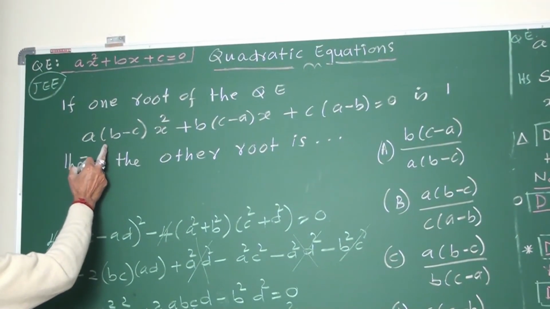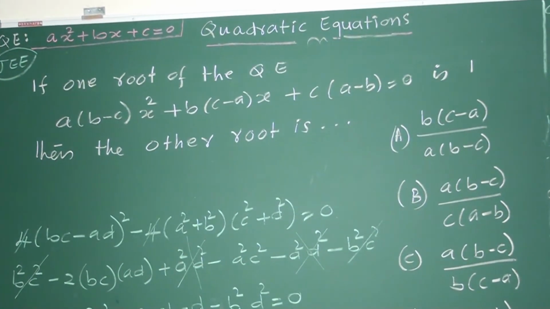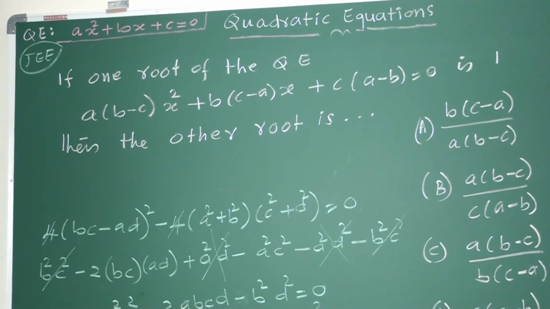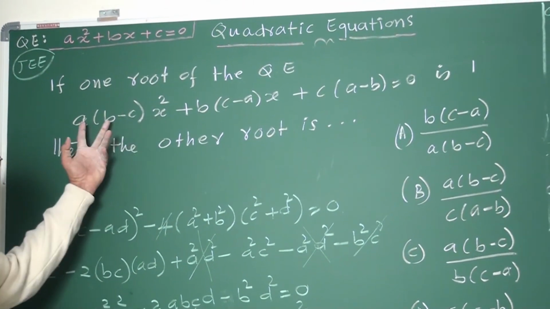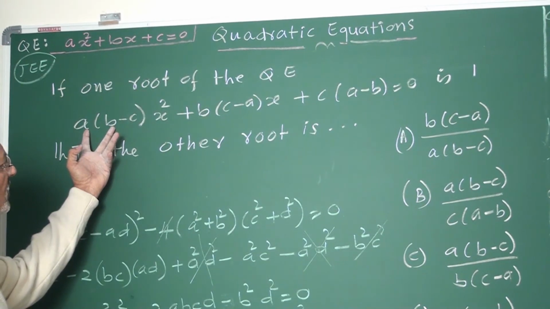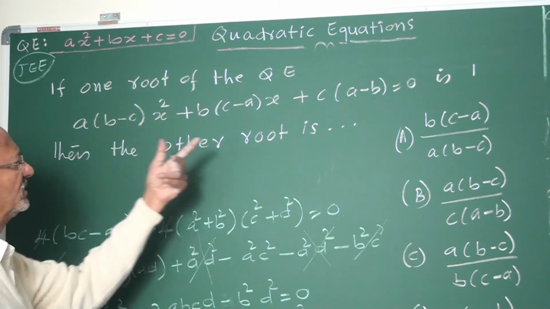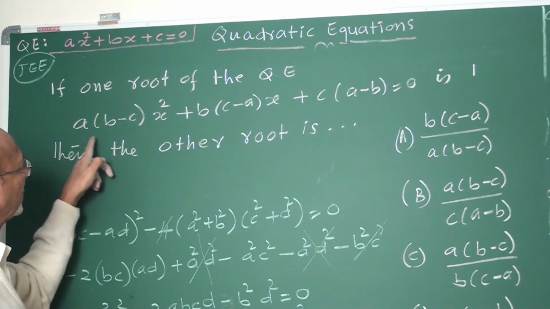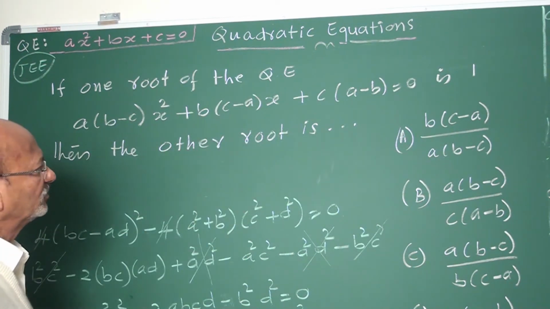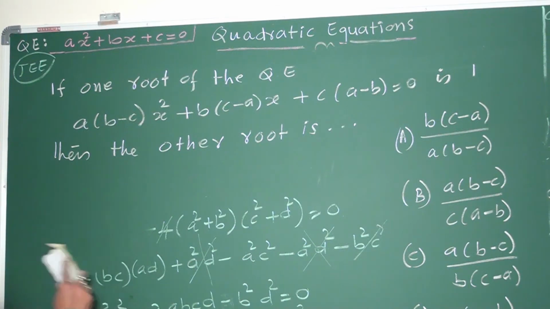If one root of this equation is 1, one root is given. We wanted the other root. Yes, my friends, see here. If you put x equal to 1, it will satisfy: plus AB minus AB, minus AC plus AC. When you write it cyclically, my friends, it will satisfy. You get RHS. Then what you have to do? You wanted to find the second root.